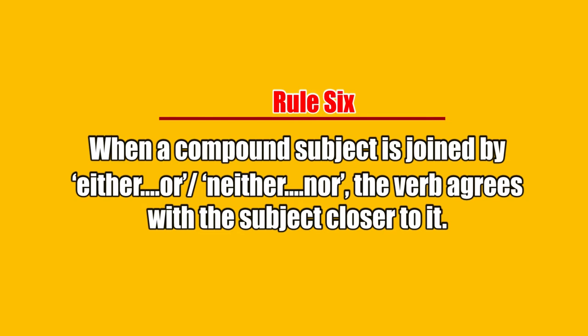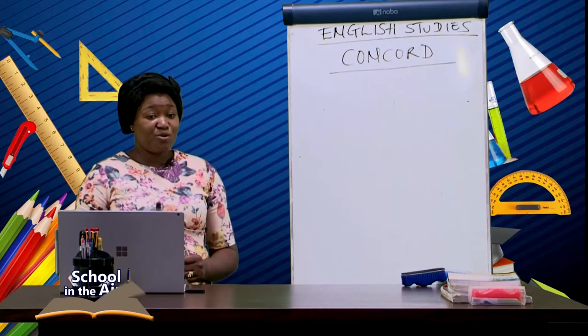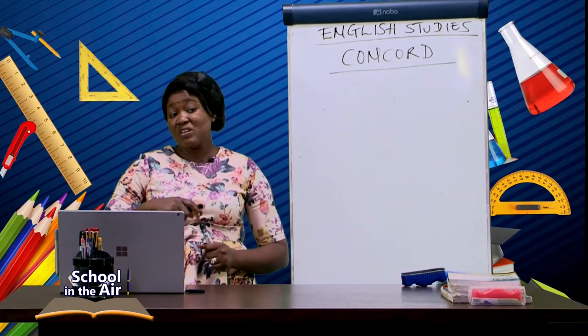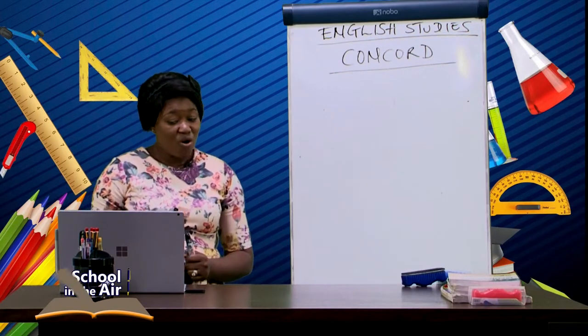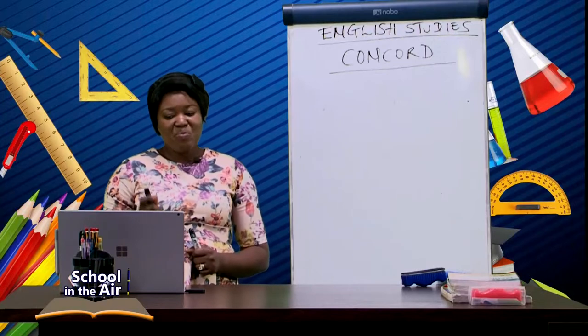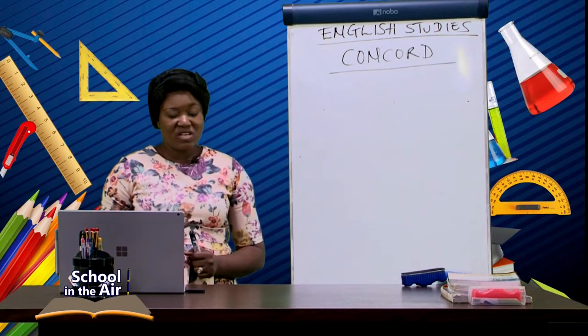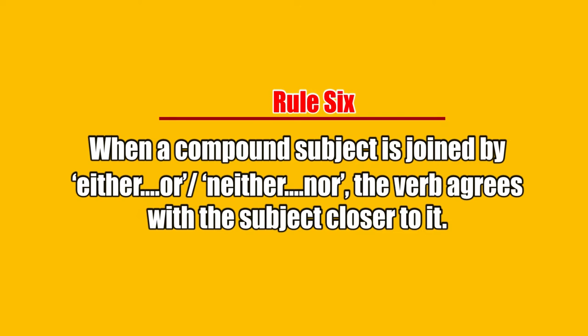When a compound subject is joined by either or, neither nor, the verb agrees with the subject closer to it. You have to take note of this when you are constructing sentences with either or, neither nor. The verb must agree with the subject closer to it. So remember, this rule is when a compound subject is joined by either or, neither nor, the verb agrees with the subject closer to it.